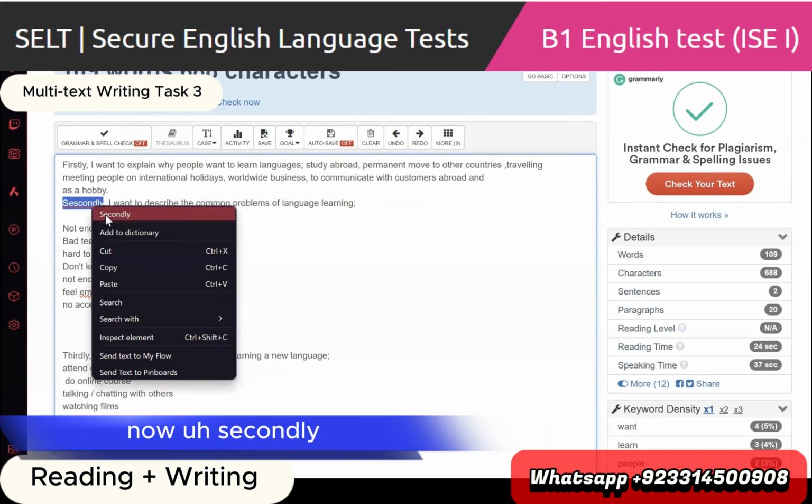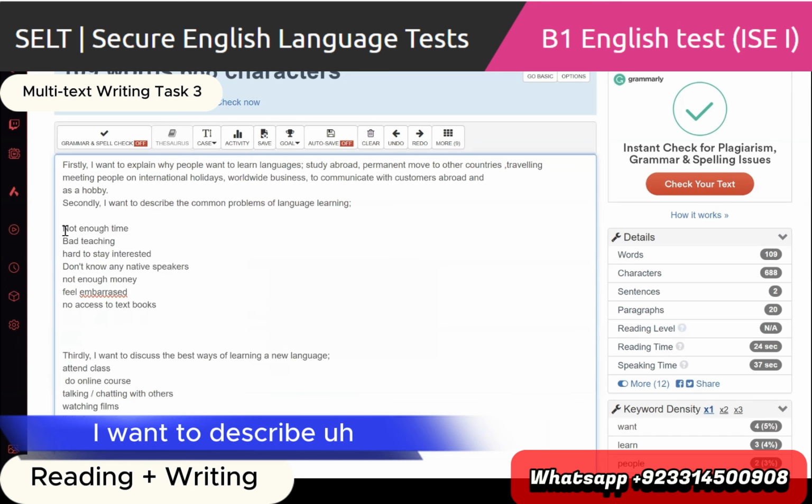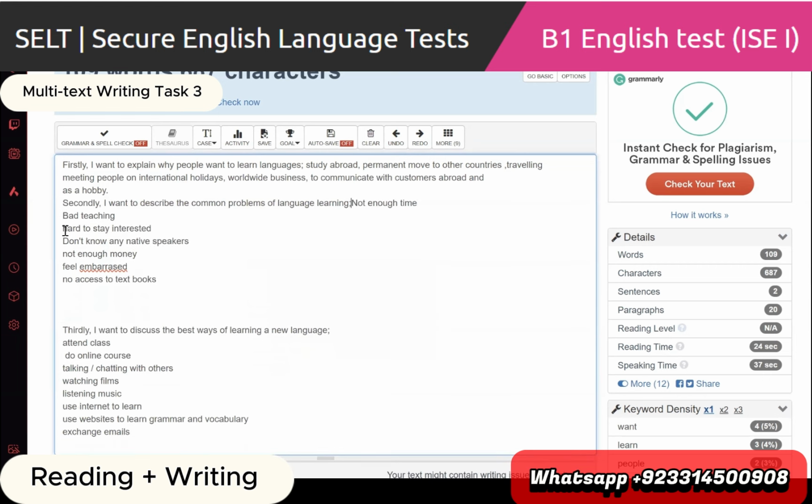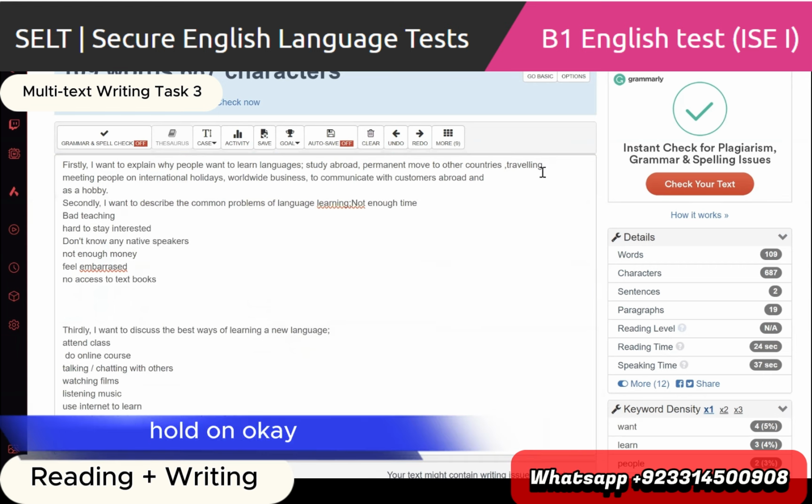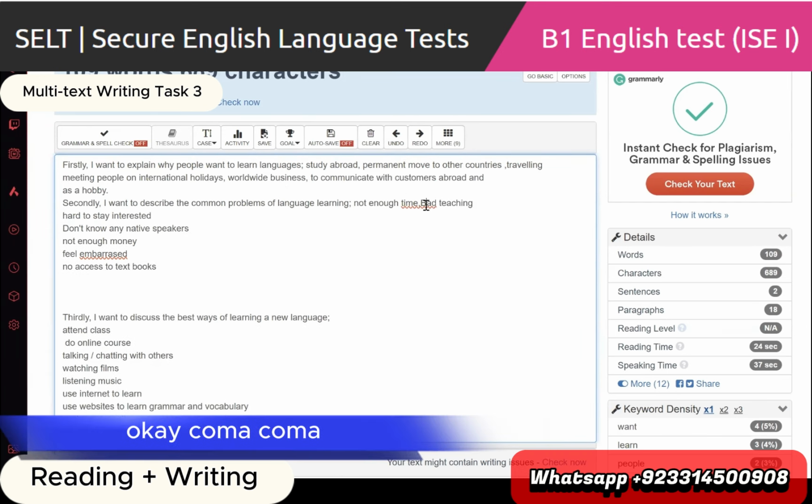Okay. Now, secondly, I want to describe the common problems of learning, language learning. Little bit noisy, guys. Just a minute. Hold on. Okay. What is this? Not enough time, comma. Bad teaching, comma. Hard to stay interested, comma.